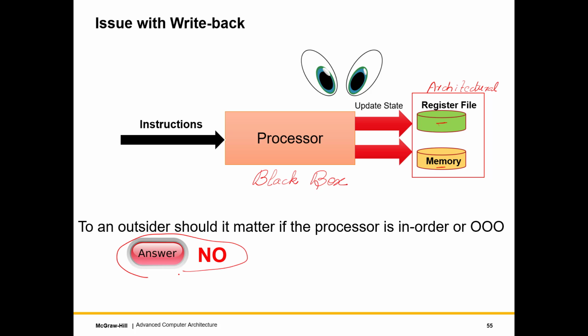Well, the answer is absolutely no. The outsider should simply not care whether we are using an in order pipeline or an out of order pipeline, right? It should not concern the outsider to the least bit what kind of processor is actually being used. All right. So given the fact that externally we want the behavior to be the same, how do we ensure that? So let us elaborate on this topic.